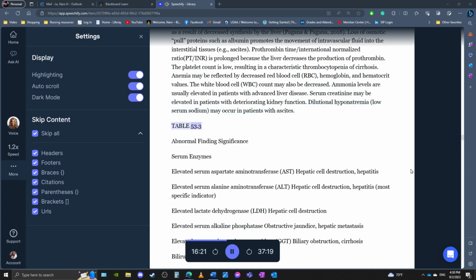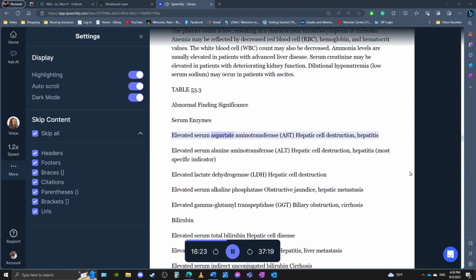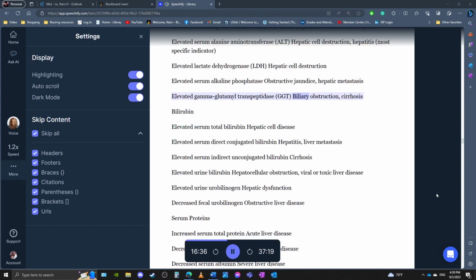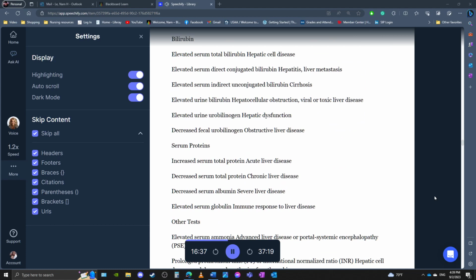Table 53-3. Abnormal finding significance. Serum enzymes. Elevated serum aspartate aminotransferase: hepatic cell destruction, hepatitis. Elevated serum alanine aminotransferase: hepatic cell destruction, hepatitis. Elevated lactate dehydrogenase: hepatic cell destruction. Elevated serum alkaline phosphatase: obstructive jaundice, hepatic metastasis. Elevated gamma-glutamyl transpeptidase: biliary obstruction, cirrhosis.